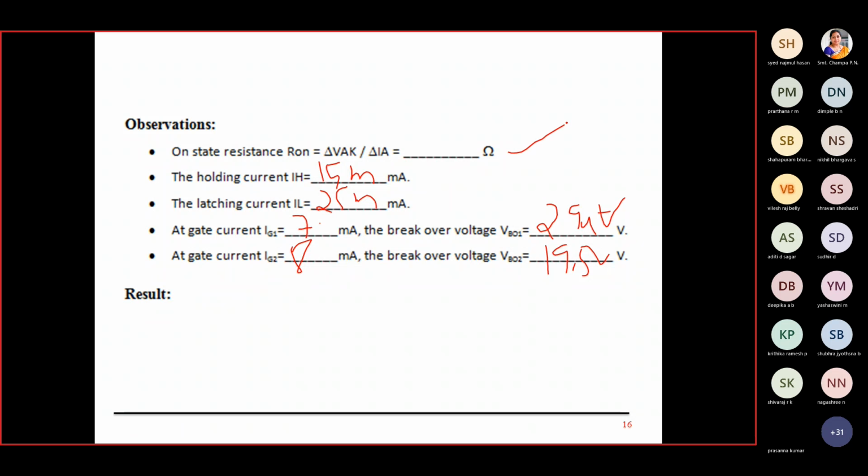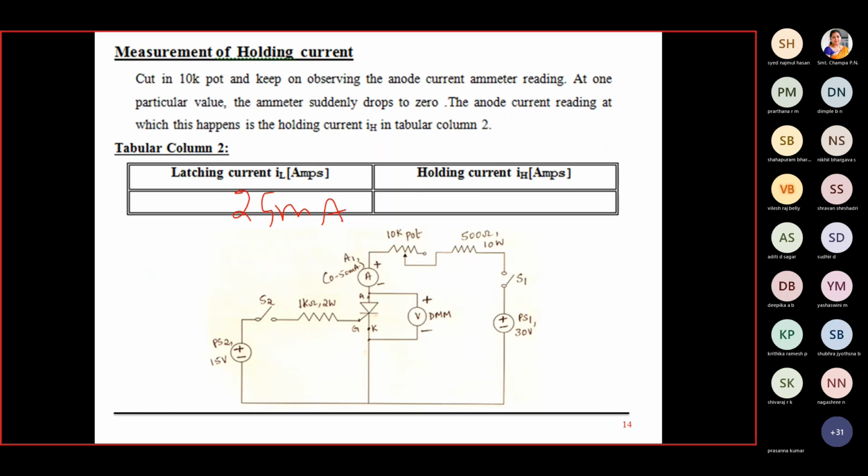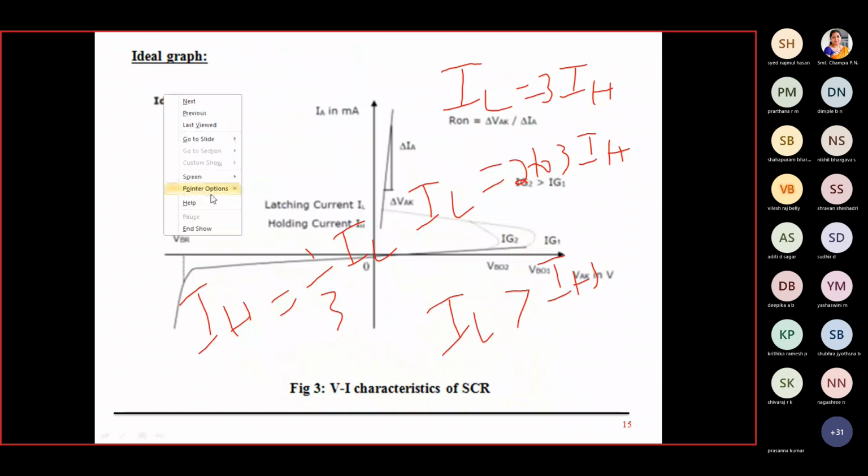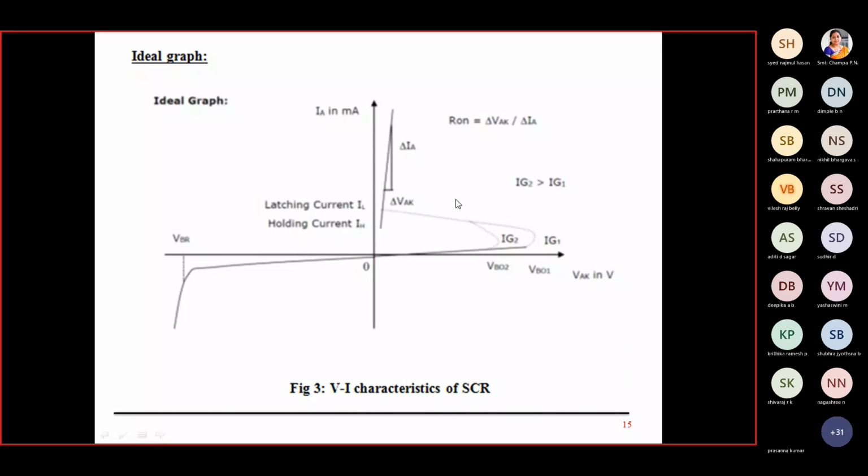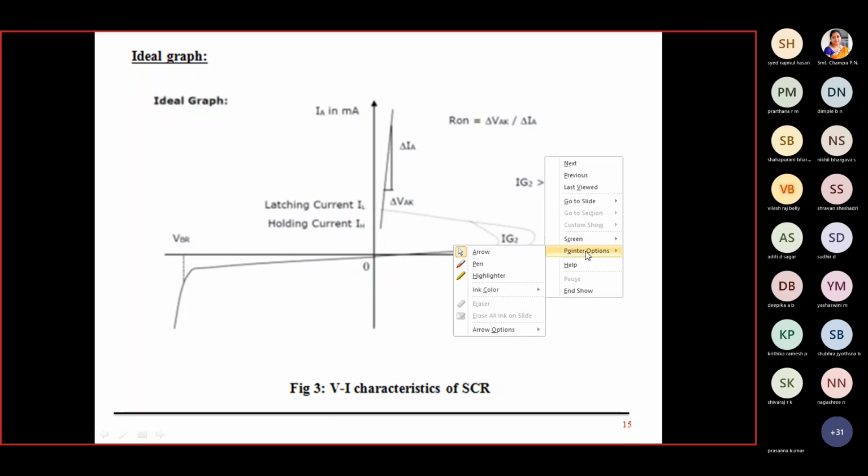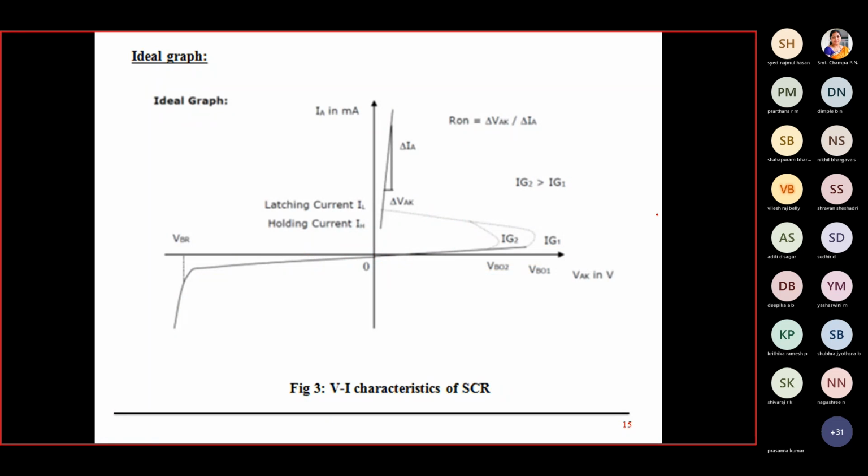And one more interesting thing is we come to know the on-state resistance of the switch. What's the resistance offered by the switch when it is turned on? When you say on-state resistance, from this graph you put a small slope there. You can see the slope here: delta VAK versus delta IA. This is delta VAK.